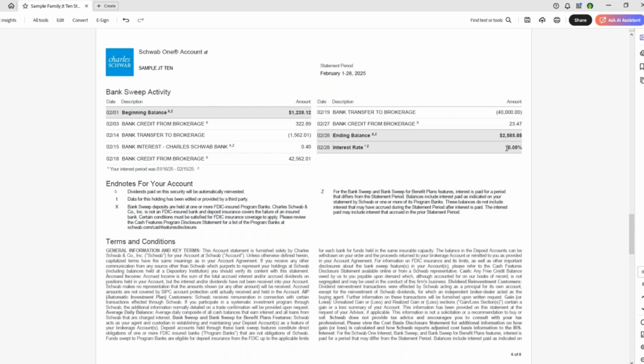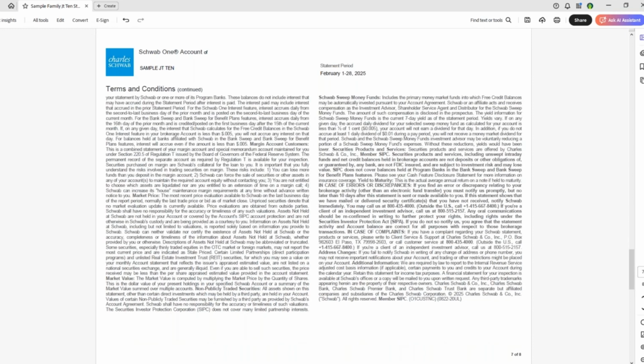This is why when we have clients that hold larger cash positions, we might choose a money market fund, a CD, something like that, where we can shop around and get a better yield. Then, of course, they have some disclosures on the back that if you ever have insomnia, you're welcome to read.